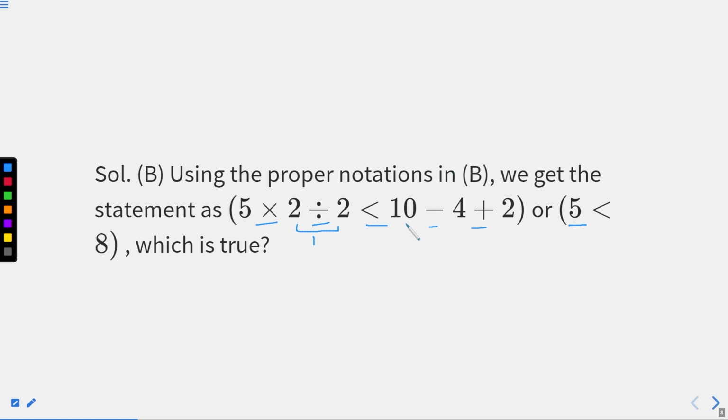So if you are subtracting 10 minus 4, we are getting 6 plus 2, we are eventually getting 8. So the expression that we are getting is 5 is less than 8. And this is absolutely correct statement, right? So our option B will be the answer. I hope this question is clear.